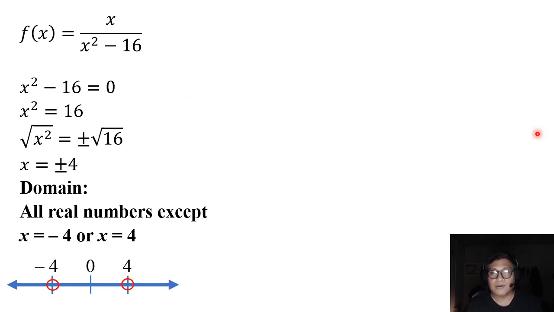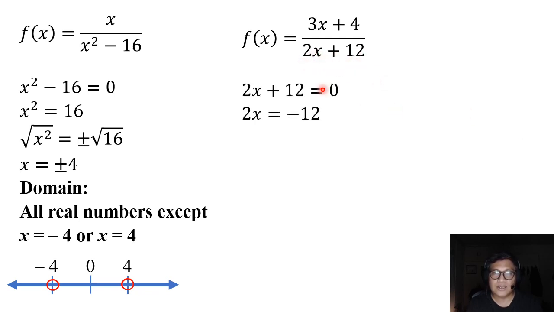Okay, so what if we have another one? So we have this function 3x plus 4 all over 2x plus 12. So our concern, class, is our denominator. So again, we need to equate the denominator to 0. Then we solve for our x. So 12 will be transposed to the other side. It is -12. Then we divide both sides of the equation by 2. So the value of your x will be -6. So 2x divided by 2 is x. -12 divided by 2 is -6.